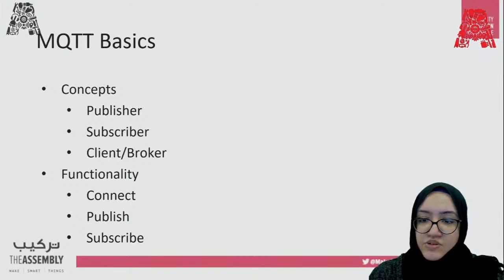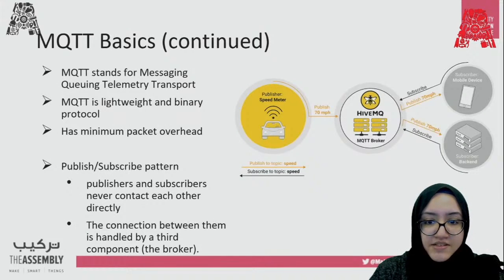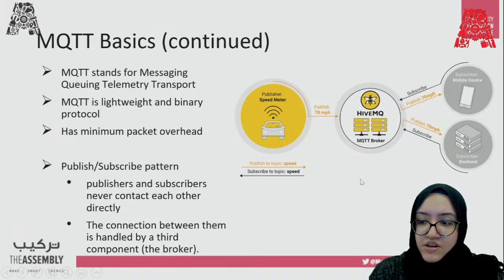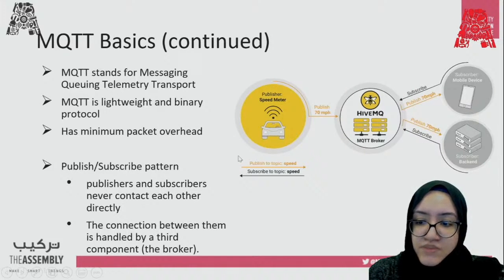The concepts you need to know for this workshop are what a publisher is, what a subscriber is, what client and broker mean, and what functions you would need to work with for the workshop. Starting with the basics: what does MQTT stand for? MQTT stands for Message Queuing Telemetry Transport, and I'll start with an example showing how it works, because if you're familiar with client-server architecture, this will be easy to remember.